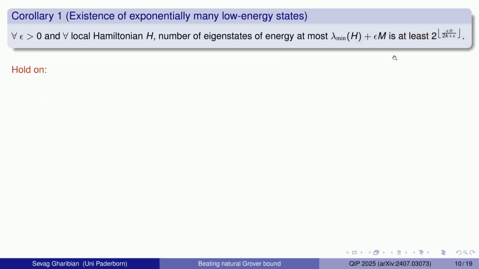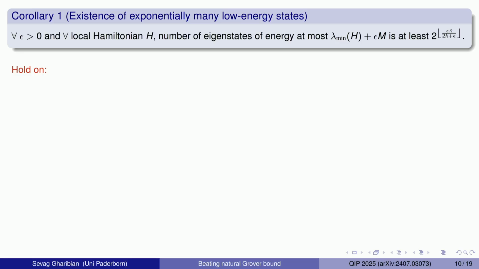Okay, so it scales roughly like 2 to the epsilon n. Okay? Now, this is a bit surprising, right? You might expect this for Hamiltonians which are geometrically local. But in our setting, we consider any Hamiltonian. Even all-to-all interactions are allowed.